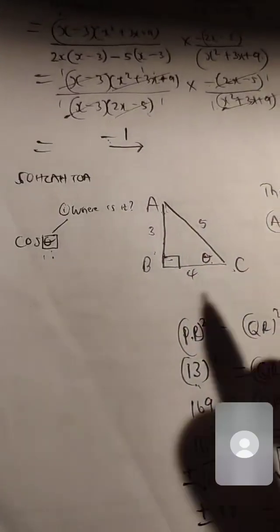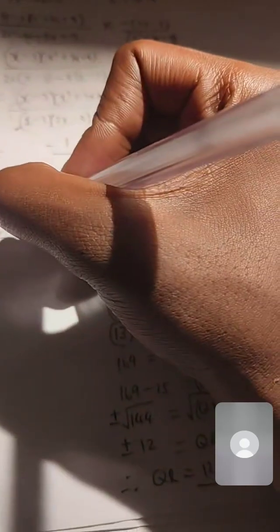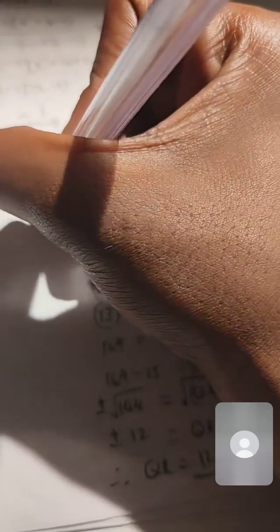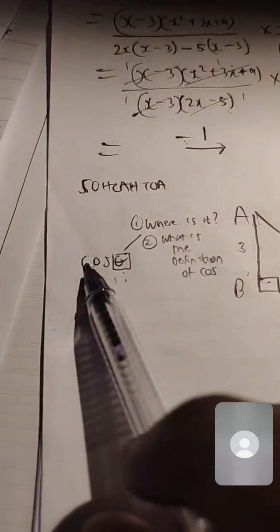Yes, sir. Do you see it with your eyes? Are you sure you see it? Yes, sir, I see it. Okay, that's the first question: where is it? Once you identify it, the second question is, what is the definition of cos? So through SOHCAHTOA, you know what the definition of cos is.